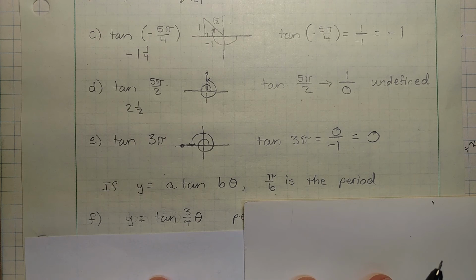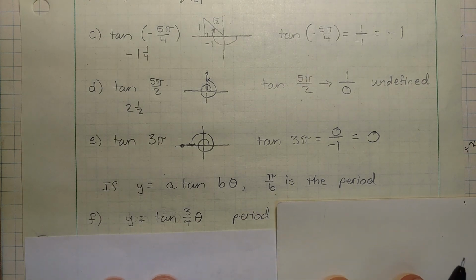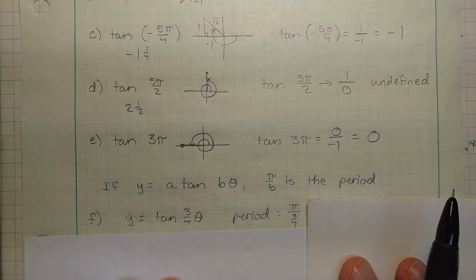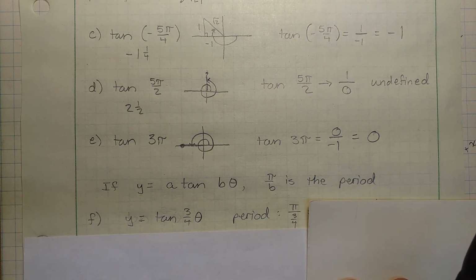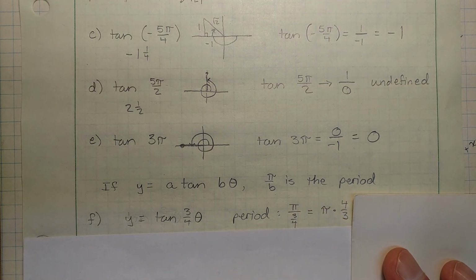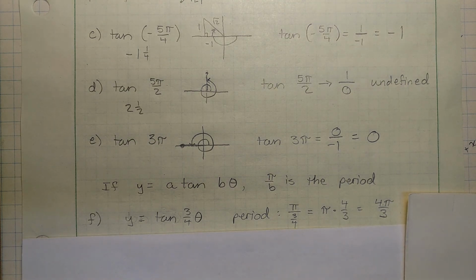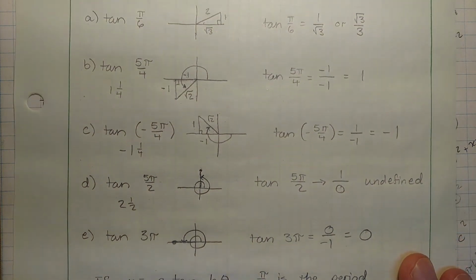So what I do here, the period is pretty straightforward. I use this formula, put 3/4 in for b. Well, if I want to divide by a fraction, I multiply by its reciprocal. Multiplying there, that doesn't reduce, so I just get 4 pi over 3. That's the period.